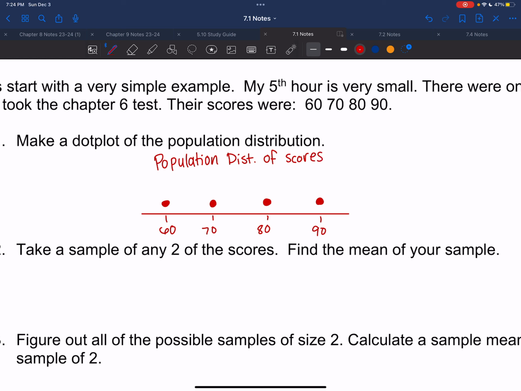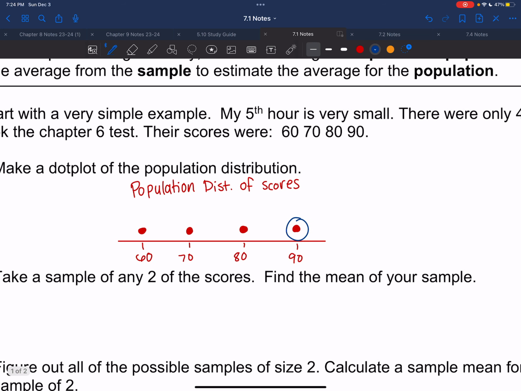Now each one of these dots represents one individual from that population. So this one that I just circled here is one individual with a score of 90. Depending on where it lands on the number line tells you what their score was.